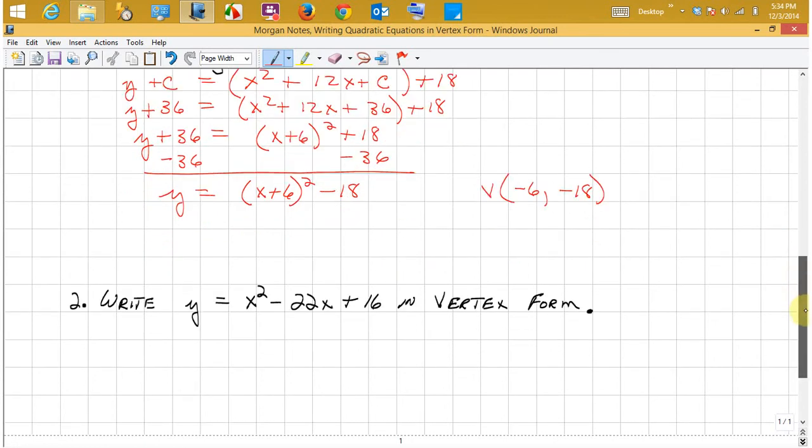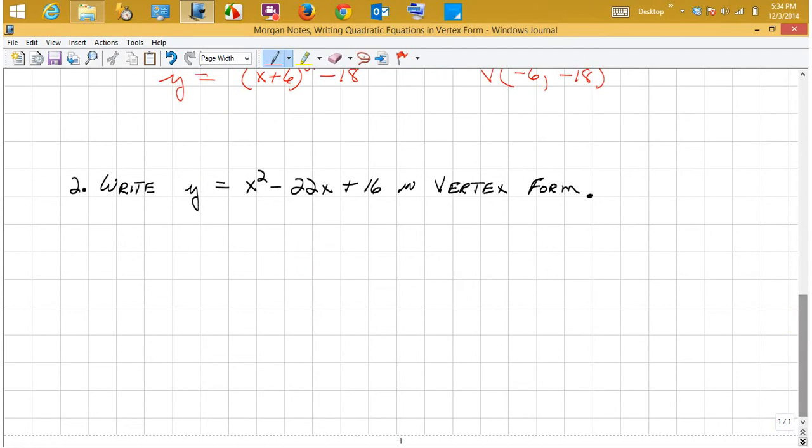Okay, let's do that again, but this time I will move the number over so you can see how that works. It may be a little easier for you. So I have y is equal to x squared minus 22x plus 16. And now instead of moving the 16 off to the right, I'm going to subtract 16 from both sides. And I'm going to get y minus 16 is equal to x squared minus 22x. And now I'm going to have to add something to both sides that's going to make it a perfect square.